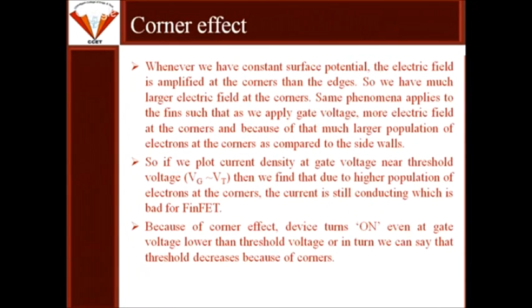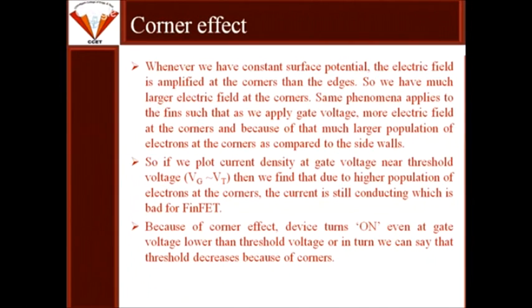So first is the corner effect. If we recall our study of physics, whenever we have a constant surface potential, the electric field is amplified at the corners as well as at the edges. It means the current density in the fin will be more at the corners, and also more towards the edges, but it is highly affecting at the corners.